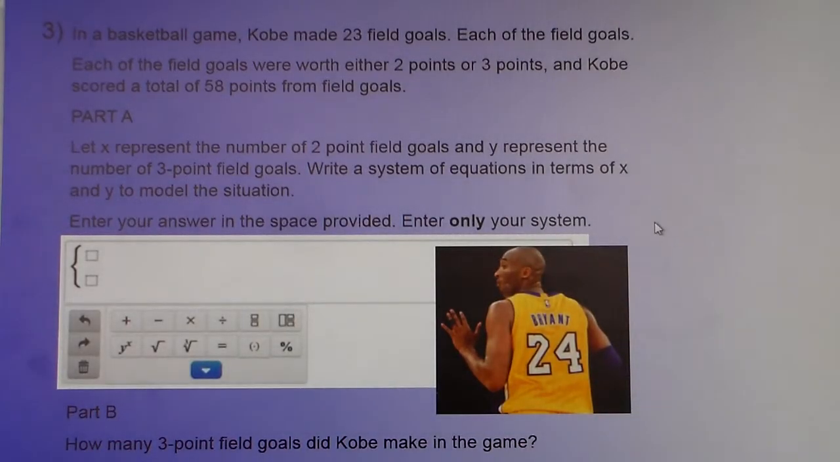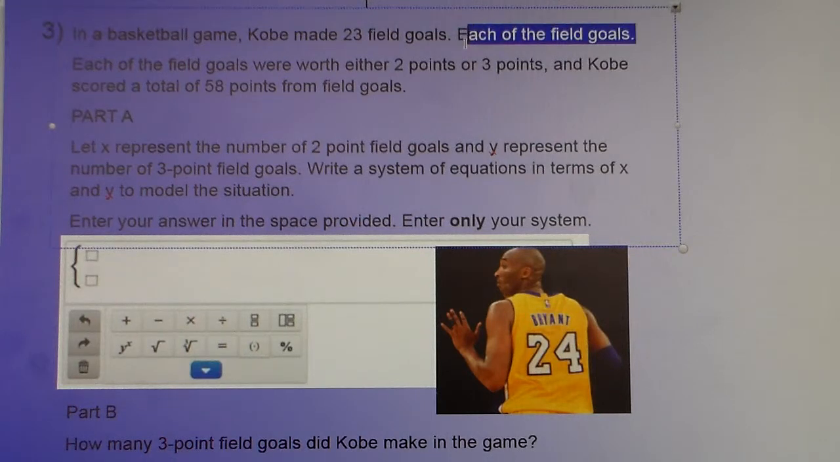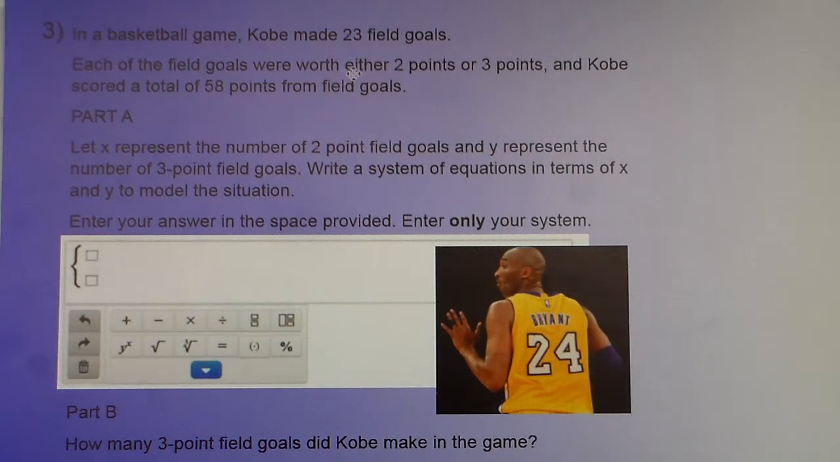Let's talk about number 3 here with Kobe. In a basketball game, Kobe made 23 field goals. Each of the field goals were worth either 2 points or 3 points, and Kobe scored a total of 58 points from field goals.